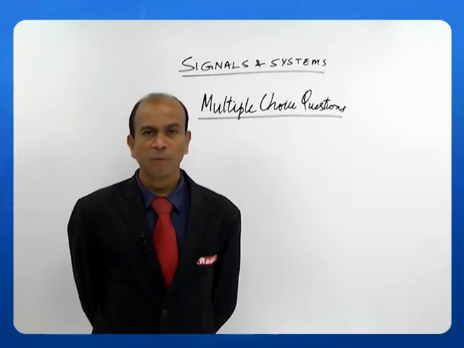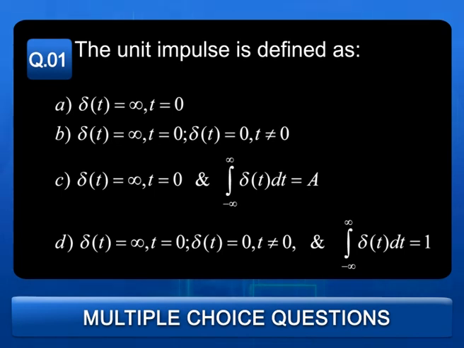Now let us look at a few multiple choice questions. The first question is, the unit impulse is defined as: A, delta of t is equal to infinity when t is equal to 0. That is one definition. The second definition is delta of t is equal to infinity at t is equal to 0, and delta of t is equal to 0 when t is not equal to 0. Third is delta of t is infinite at t is equal to 0, and the integral from minus infinity to plus infinity of delta of t dt is A.